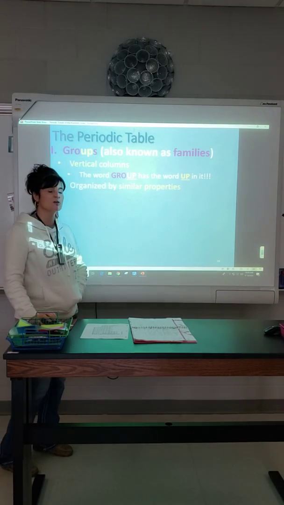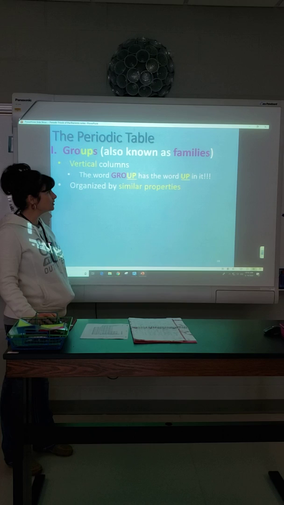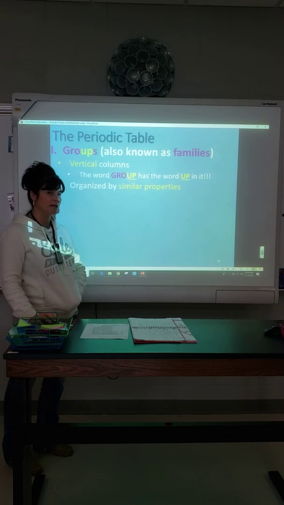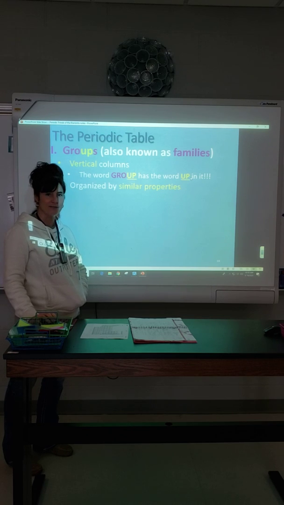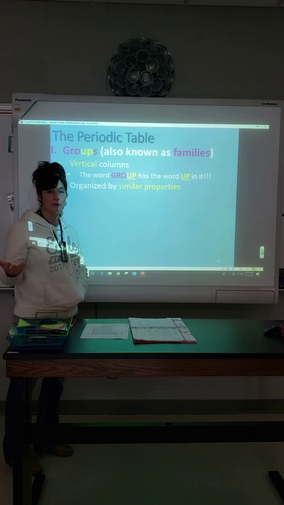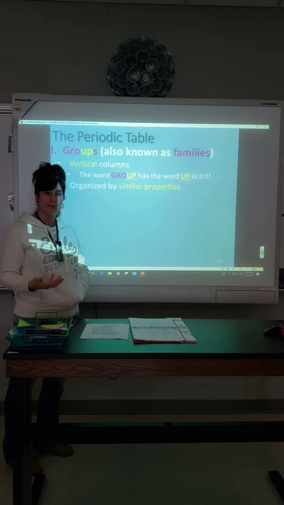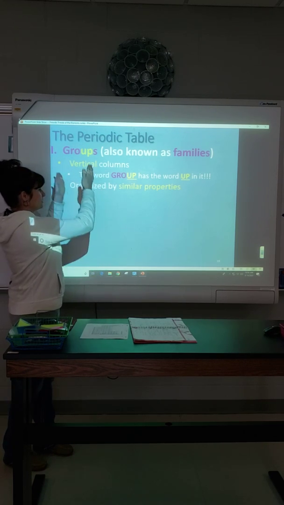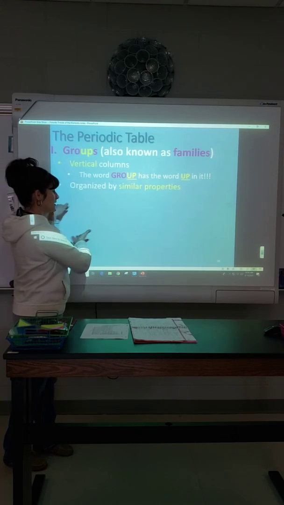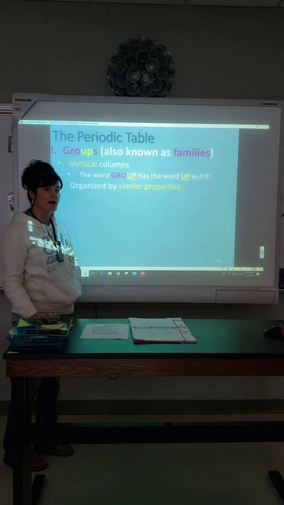A student a couple years ago said, did you notice that group has the letters U up in it, and up is U up? And I was like, dang, never thought about that. So it was a great cheat to help remember to keep the groups separate from the periods, because we'll look at the periods in a minute and they're the ones that go horizontally.